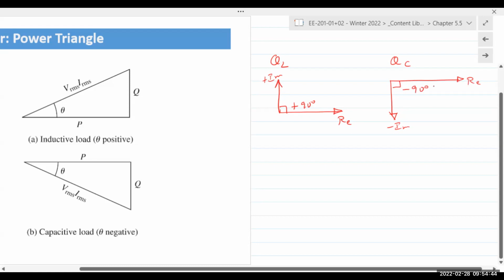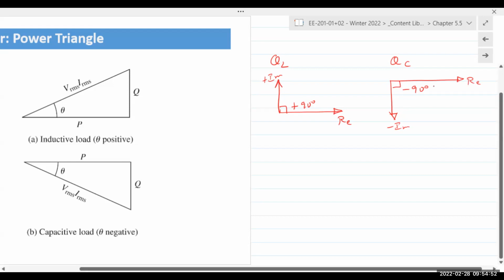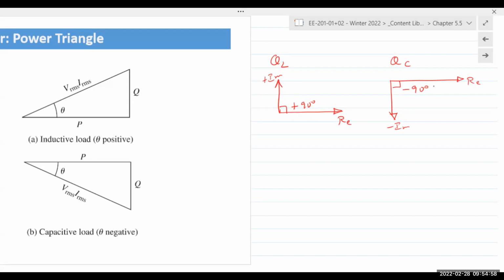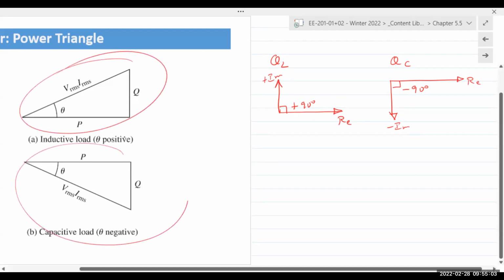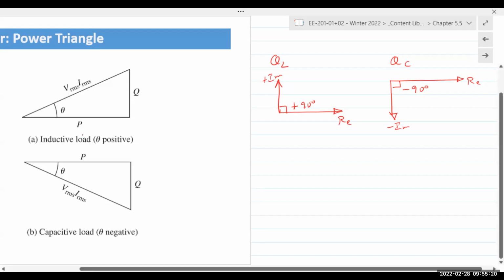Again, the same thing, right? Pointing up, if you're going counterclockwise, it's a positive angle. If you're going clockwise, it's a negative angle. And so QL has plus 90, QC has minus 90. You would always plot reactive power for an inductor up, and reactive power for a capacitor in the negative direction. And thus you have your power triangle. Real power P is on the real axis, reactive power Q is on the imaginary axis. When you join the two endpoints together, the hypotenuse of the triangle, you get the power triangle.